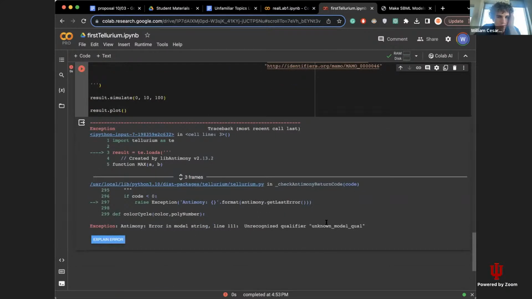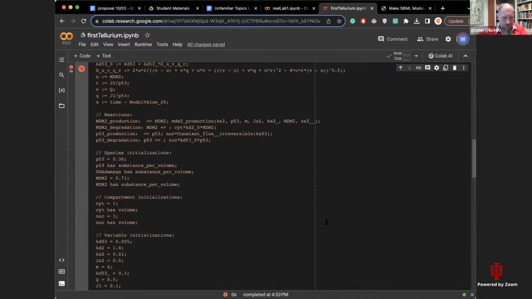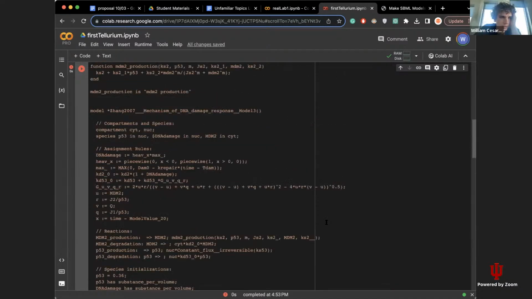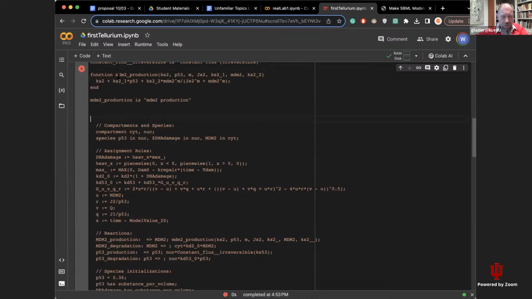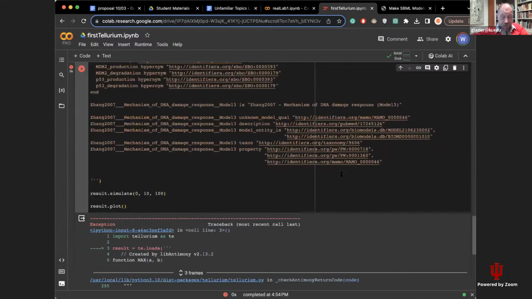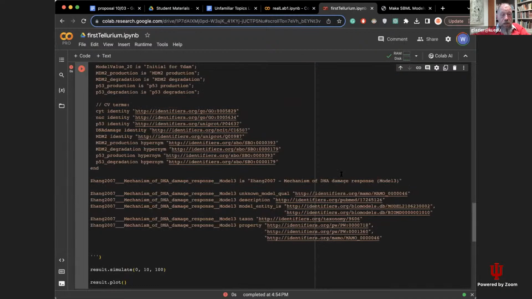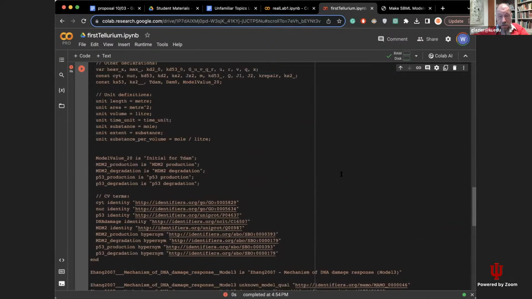Unknown model qual. Okay, well, that one maybe is something. This, I think you just delete this. Yeah, you don't need to name the model. Right. Still an error. Unexpected end. Huh. Again, that means that there's still something. I apologize, this is one of these things. Automated translation is not always trivial.